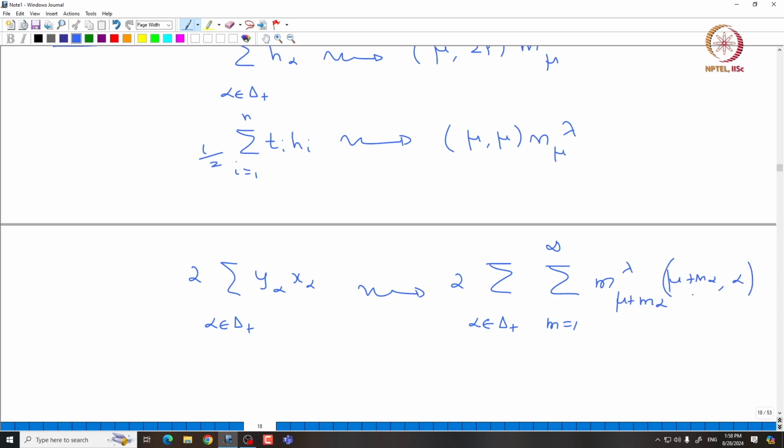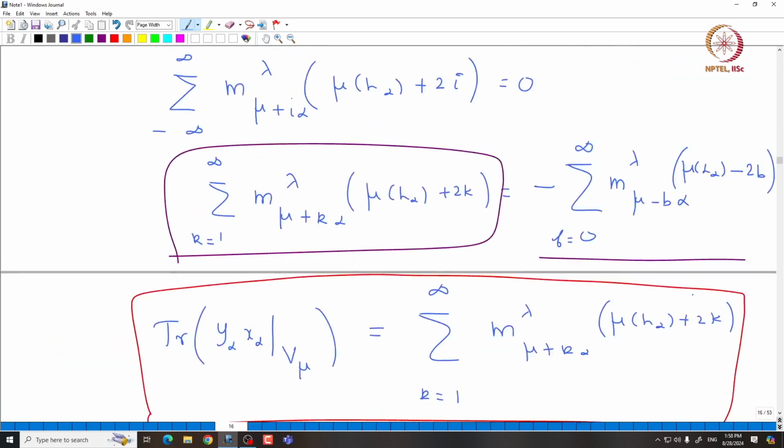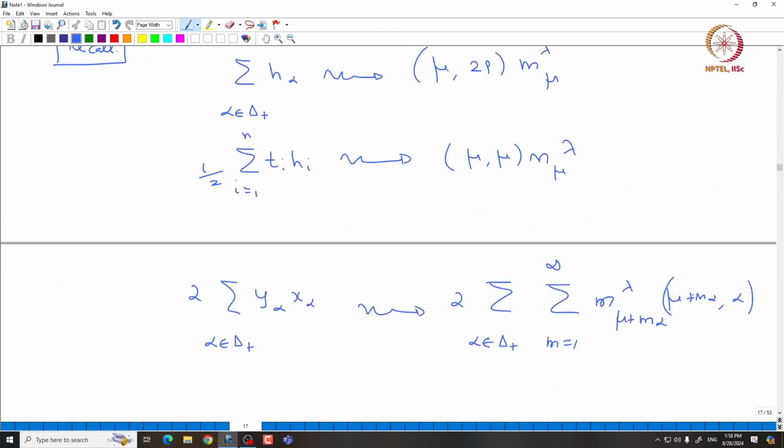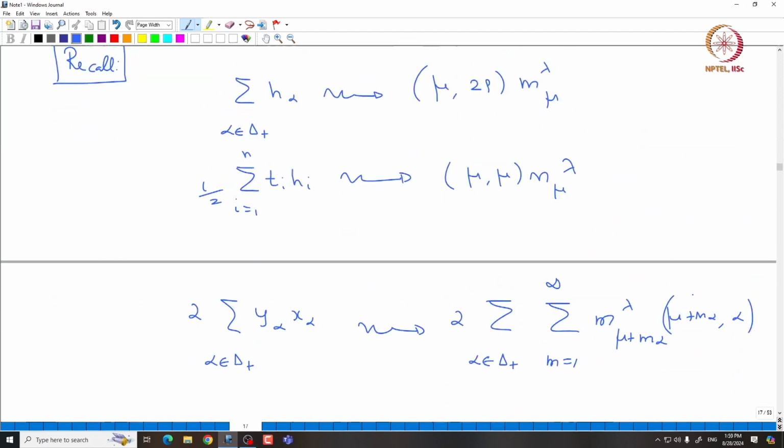So, this is what it gives, because mu of H_alpha to the k can be written as mu plus k alpha of H_alpha, which is the same as mu plus k alpha comma alpha. So, this is what we get at the end.